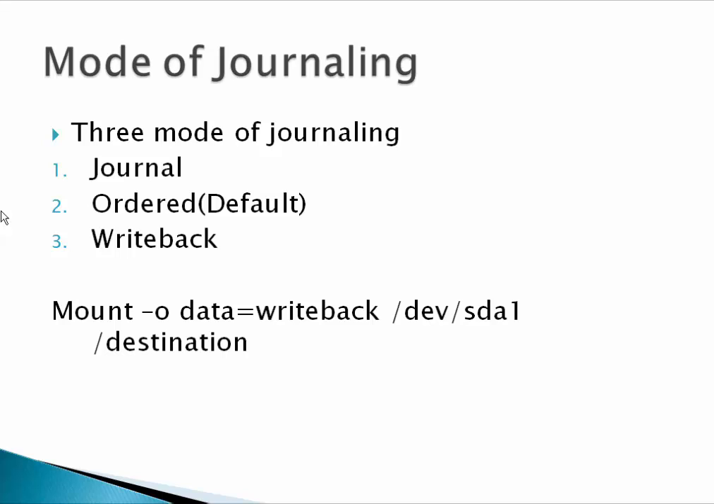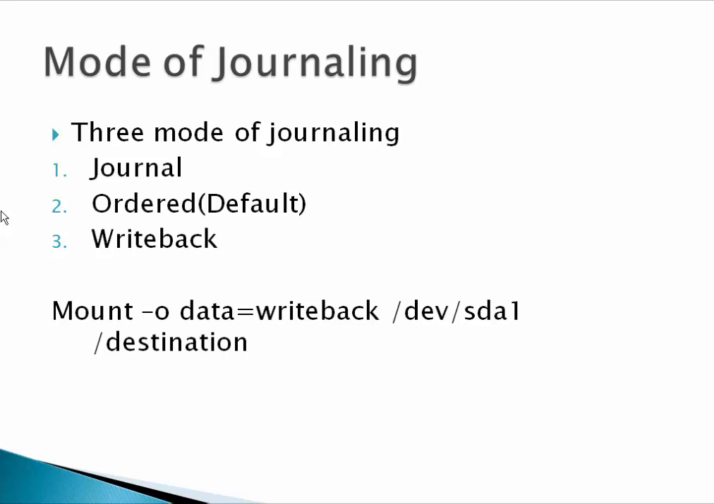The second mode, the journal mode, provides you the highest form of data consistency, because it journals both your file data as well as metadata. But because it journals both, it has a higher performance overhead as compared to the ordered mode. And the last mode is the writeback mode, which has the highest performance, but it has an issue with data inconsistency.